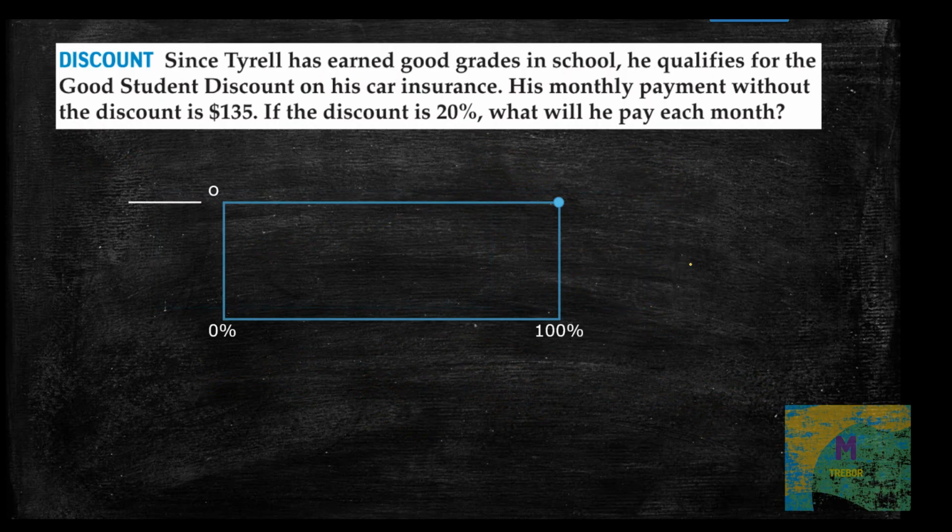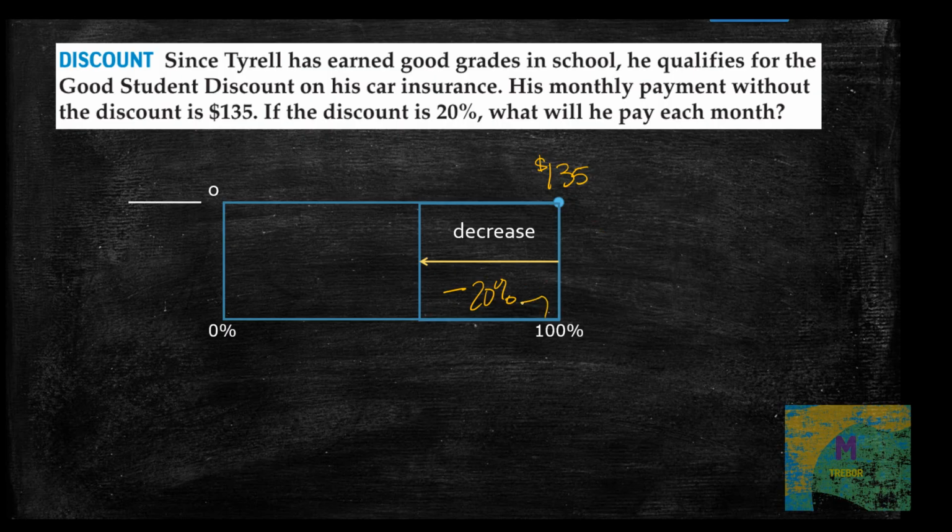Alright, so let's look at a different problem. This one's a percent decrease. And it says Tyrell has earned good grades in school. He qualifies for the good student discount on his car insurance. His monthly payment without the discount, which means that's the original starting point, that's this amount right here. This is what he's currently paying. That's without the discount, but we know a discount is 20%. That means it's going to be minus 20%. That's a decrease, so I'm going to put that here, minus 20%.